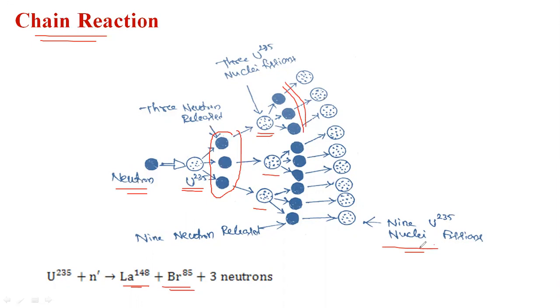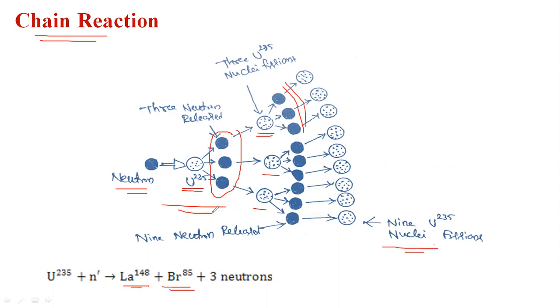Due to the slow neutron, a number of neutrons are released. Due to that, we generate a huge amount of energy. We use only a little bit of fuel, and due to that we can generate an enormous amount of power. This is nothing but the chain reaction.